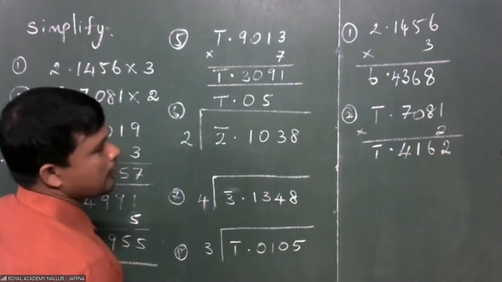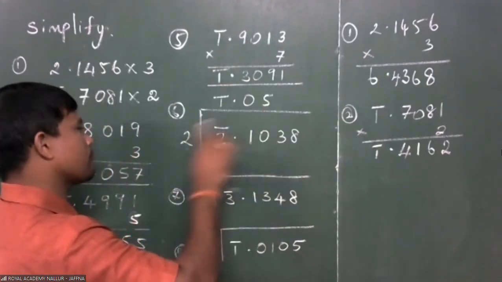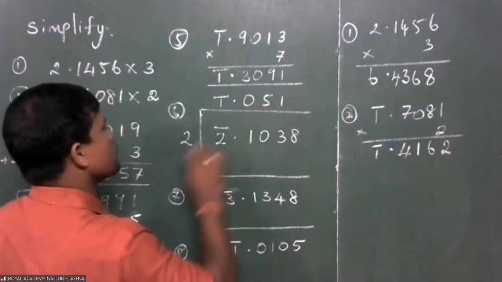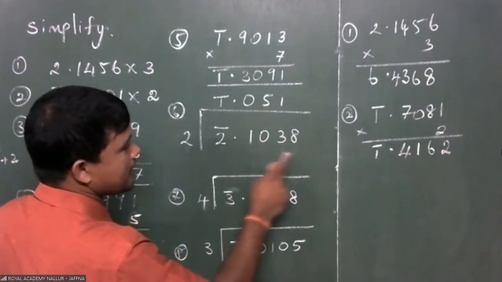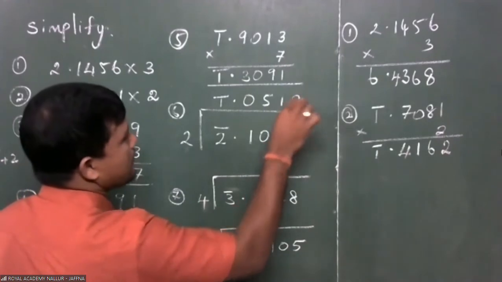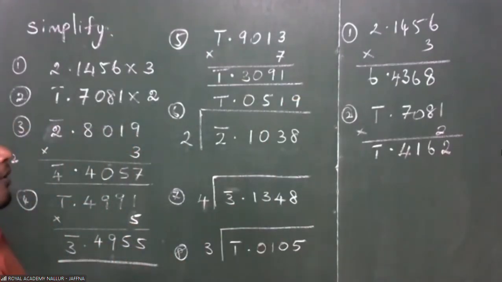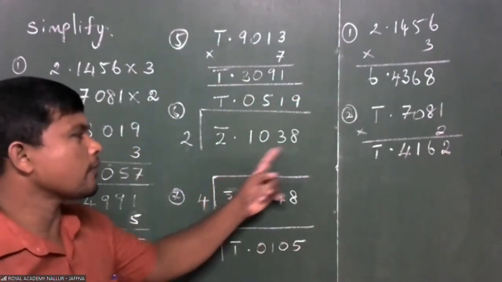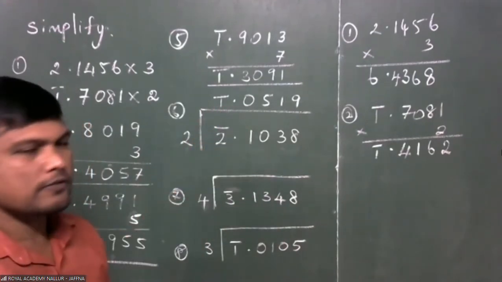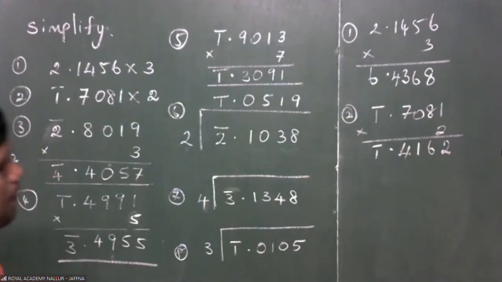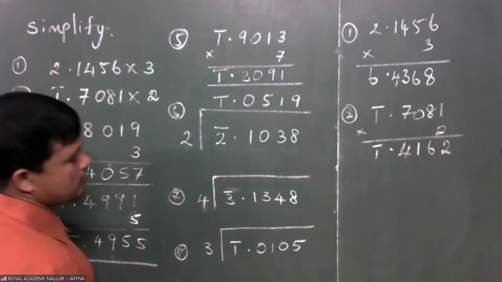No remaining. Then 3. Out of 3, 2 is 1 time. 2 into 1, 2. So 1 remaining. With that, this will be 18. Out of 18, 2 is 9 times. So when dividing bar 2.103 by 2, your answer will be bar 1.0519. Right.